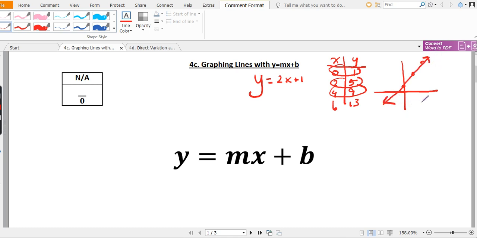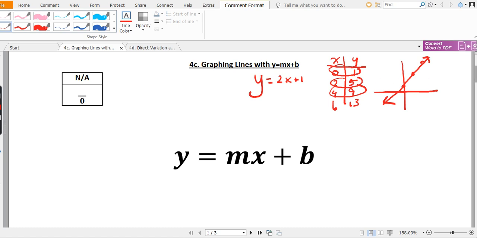Now, that seems like a lot of work for simply drawing a line. There must be an easier way. And that's where this equation comes in. And you will see this equation for the next 2 years, 3 years, drawing a line.